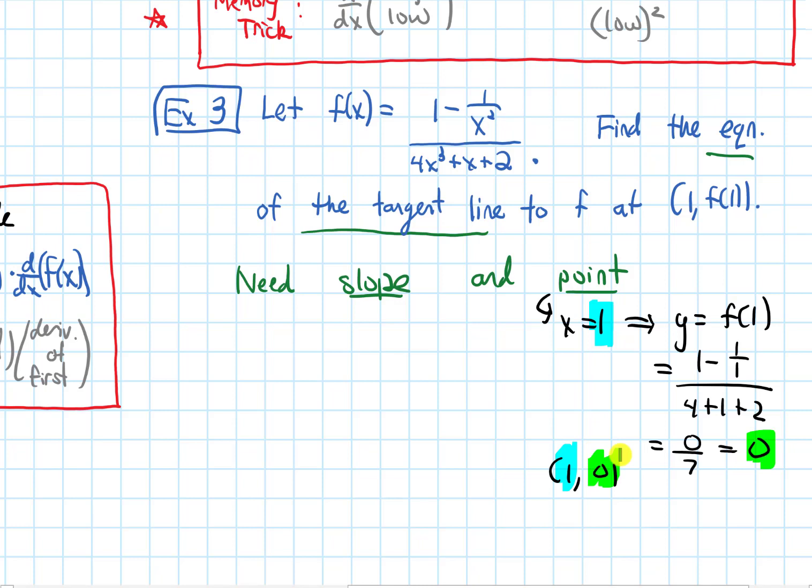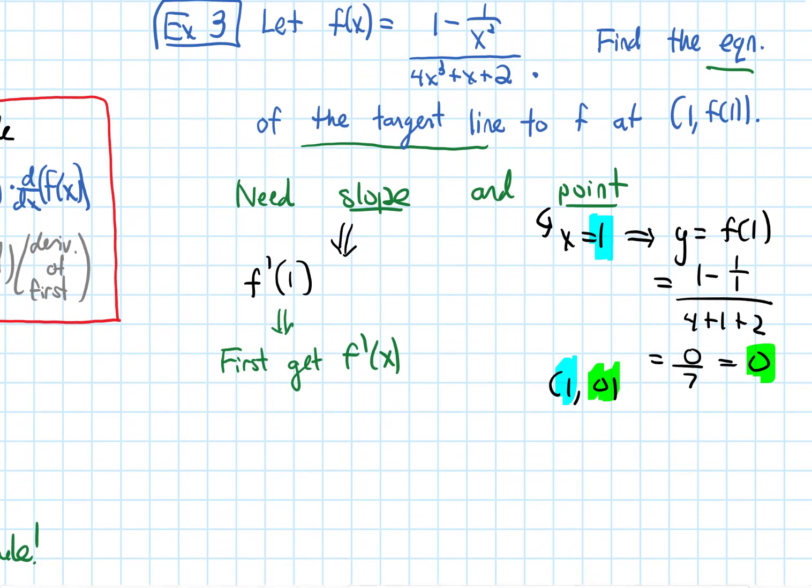Now I need the slope. For the slope of the tangent line, remember the derivative tells me that. So I need to find the derivative at, in this case, x equals 1. To get that, let's first find the derivative function, f prime of x. I have a function on top and a function on the bottom, so this is where the quotient rule is going to come in handy. If I use the quotient rule, my derivative, let me give myself a little bit more room here.